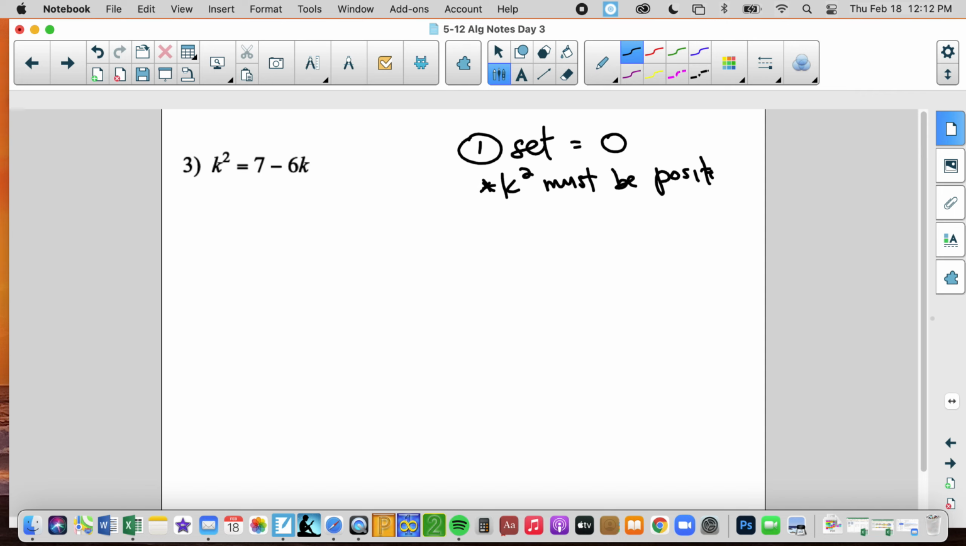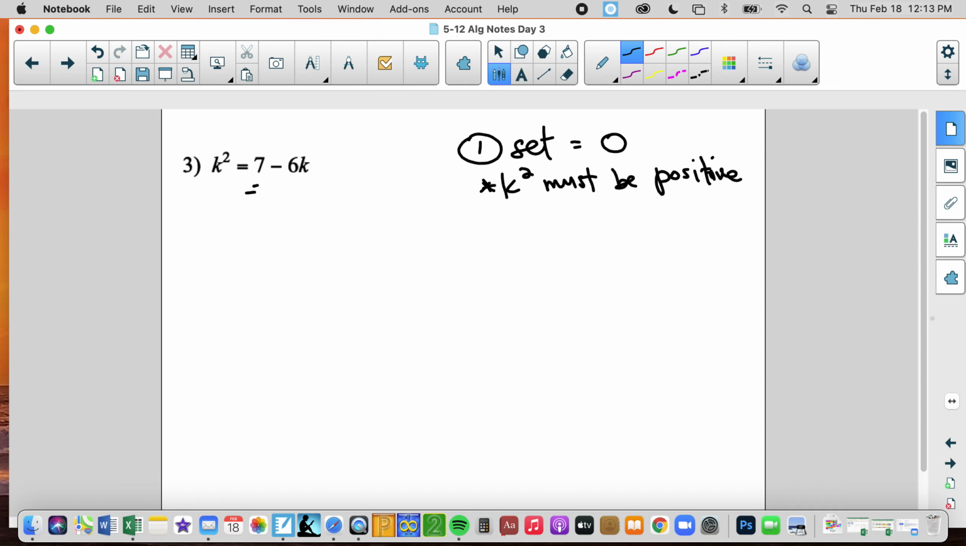That's not how you spell positive. Positive. Okay? So my k squared, whatever my squared value, must be positive. So if I moved it over here to get 0 on the left side, you'd have a negative k squared, and we don't want that. We don't want k squared to be negative. So we're actually going to have to move these two items over to that side.